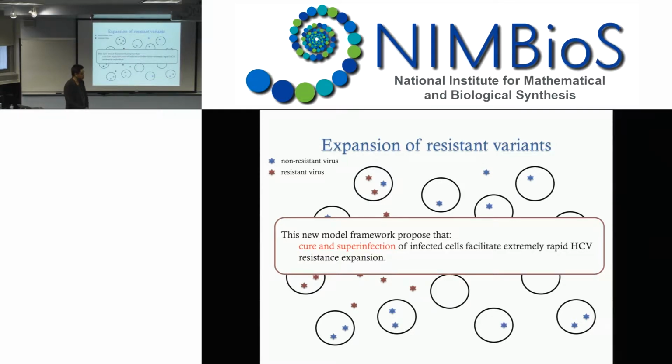The major target for HCV is the hepatocyte in the liver. So once a hepatocyte got cured, it can serve as a target cell again to be further infected.